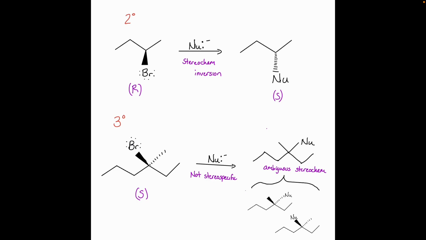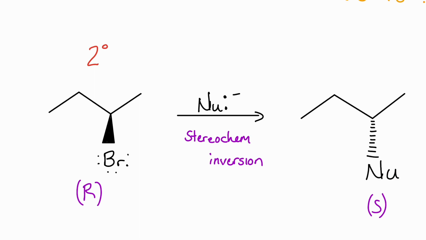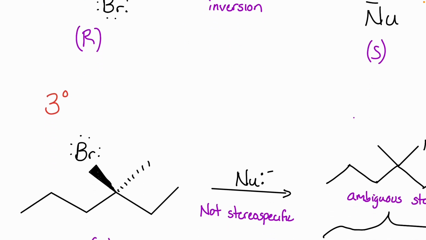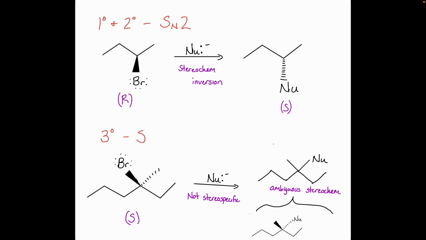It turns out that these reactions are the same in terms of bonds broken and bonds formed, but there's a different mechanism. There's a different order to these reactions, depending on what alkyl halide you start out with. Primary and secondary, so we're going to lump these two together, undergo what are called SN2 reactions. That's what we call the mechanism. And tertiary alkyl halides undergo SN1 substitution reactions.